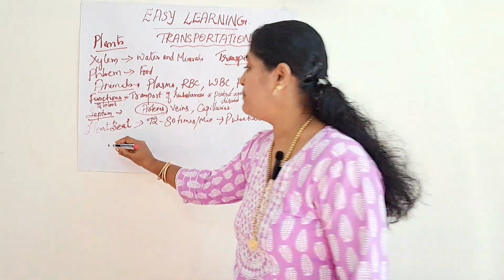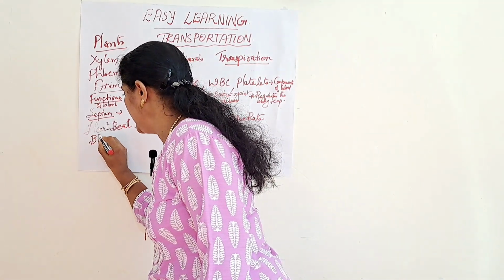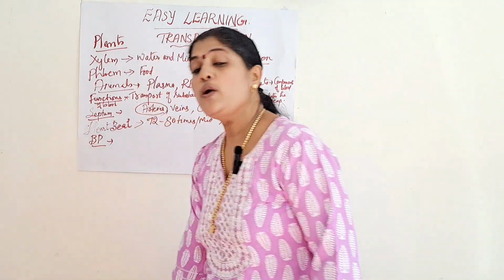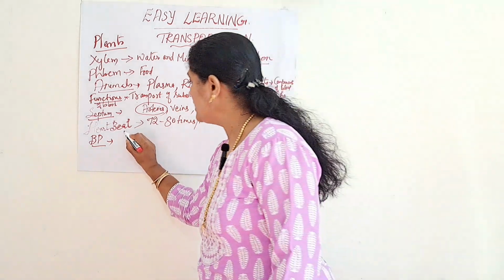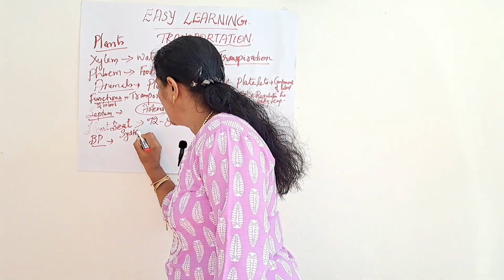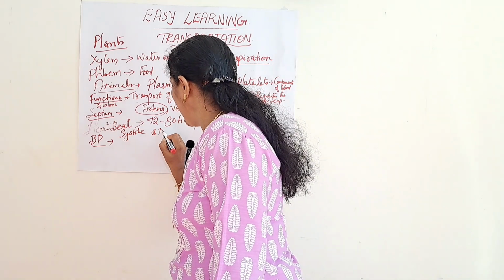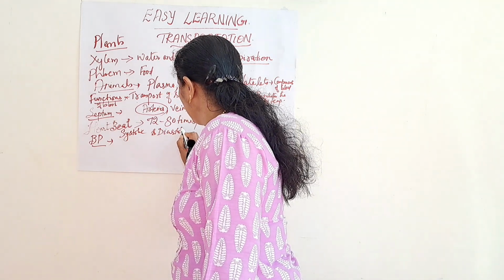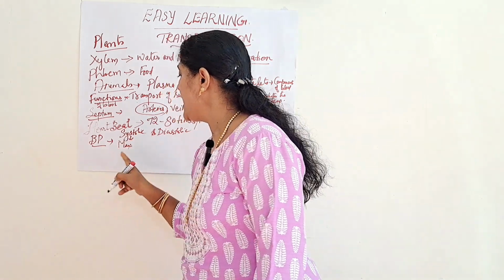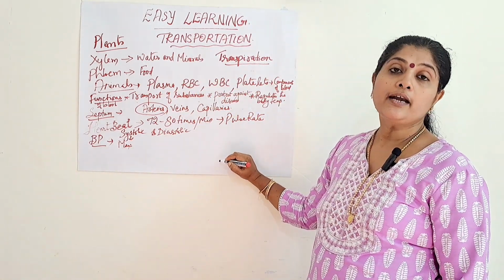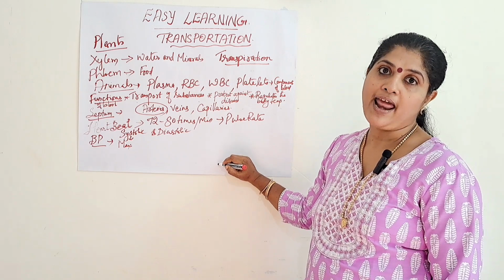Next is blood pressure. BP we will tell, isn't it? Blood pressure. So in that, two are there. One is the systolic pressure and the other one is the diastolic pressure. Systolic and diastolic. Systolic pressure means it is the maximum pressure at which the heart pumps the blood during the contraction phase.